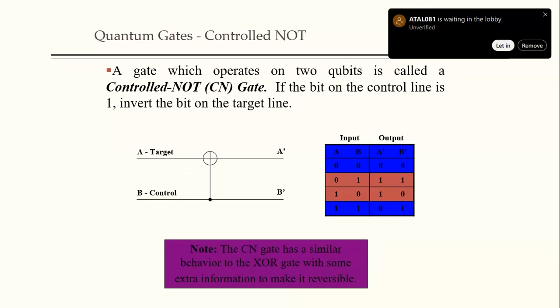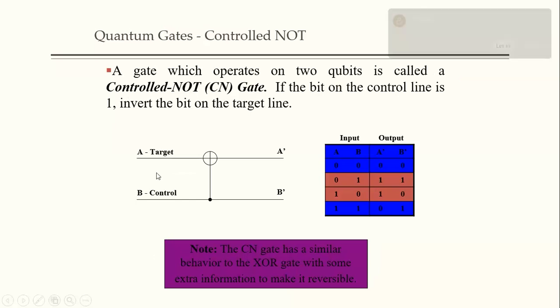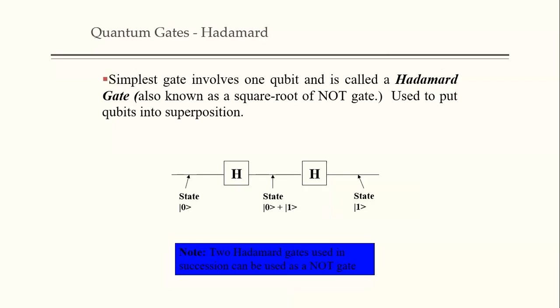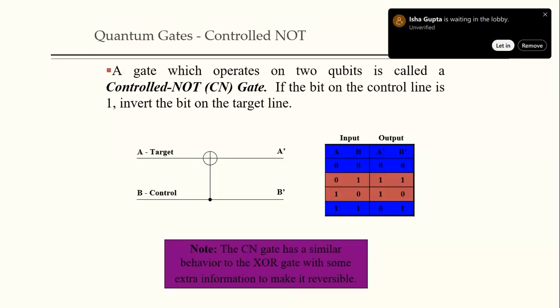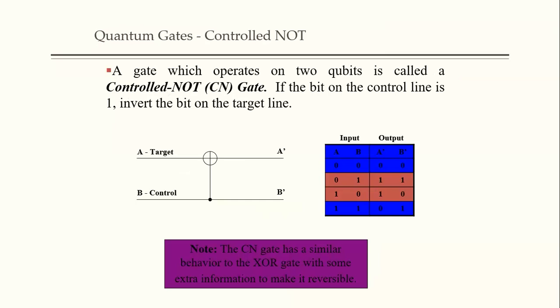See, the first one will be the target and another one will be the control. Quantum gates for the NOT gate operate on 2 qubits. This is the Hadamard gate, which involves 1 qubit. 1 qubit means Hadamard gate. 2 means the controlled NOT gate, CNOT gate.